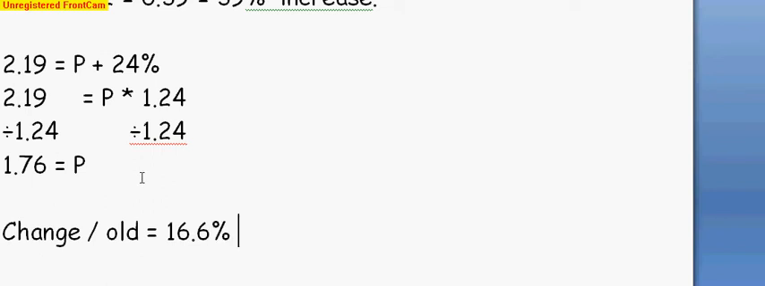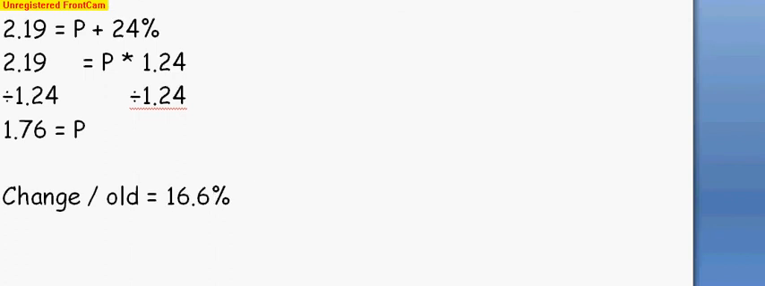Okay, so you have to find the change. How much did it change? Then you put the change over the old, and you're going to get the answer. The answer to number 13 is 16.6%. Okay, this means that was the discount. It changed this much, so the discount was 16.6.